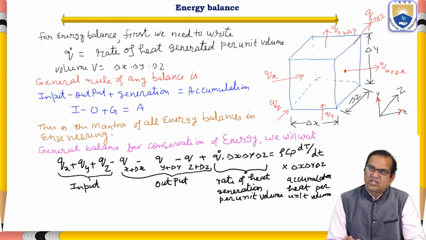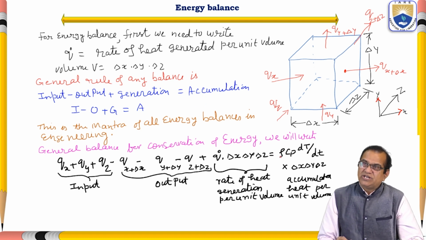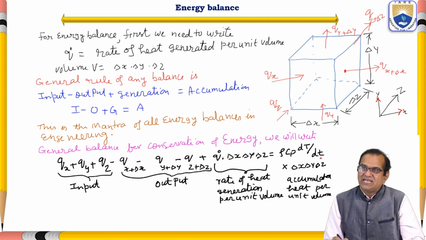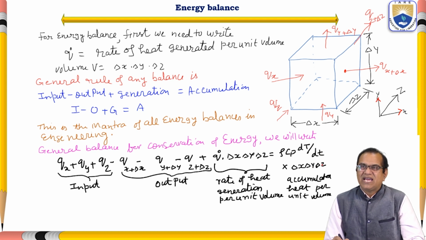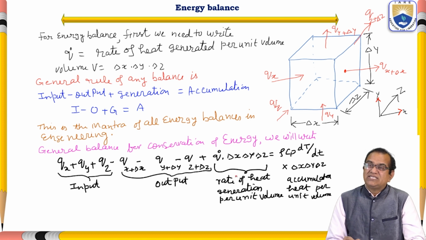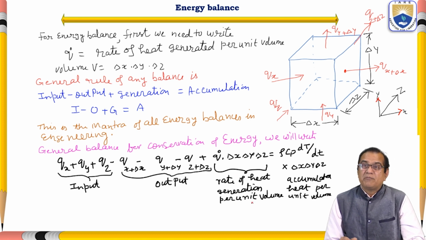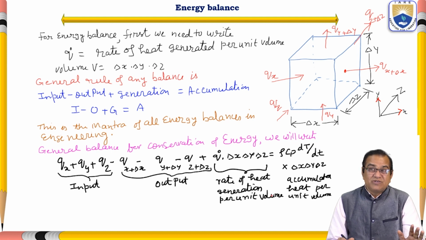So Q dot, Qx, Qy, Qz is equal to the accumulation. Accumulation is stored, so it is rho Cp dT by dt. Here small t is the time, it's a rate, and multiplied by the volume dx, dy and dz. It is the accumulation of heat per unit volume. This is the rate of heat generation per unit volume. So we have to understand that these things are per unit volume.